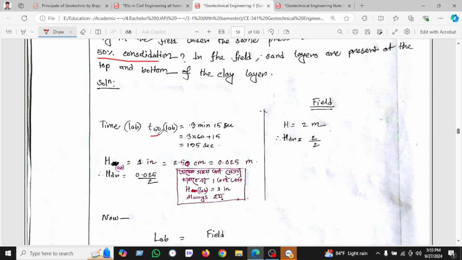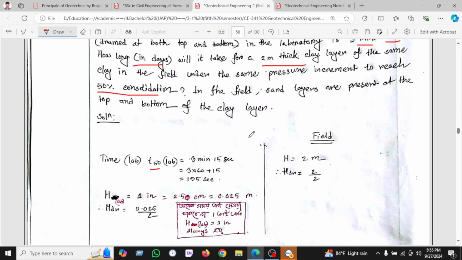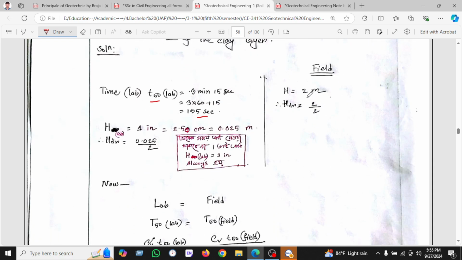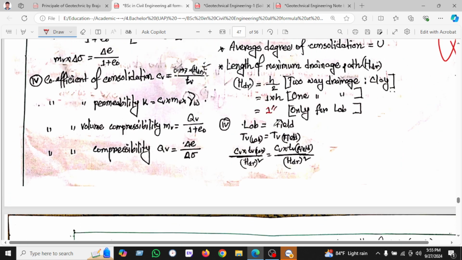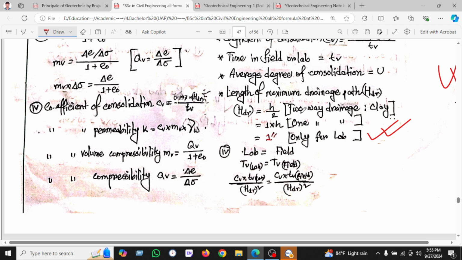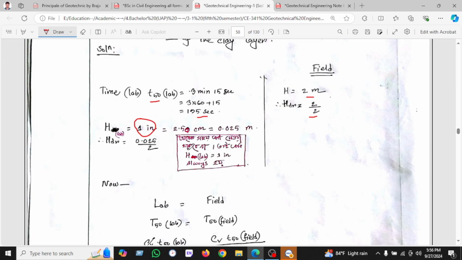So the time factor, we know the 15 is given here. In lab 3 minutes 15 seconds, so we'll take all in seconds. In the field we know 2 meter, but the drainage condition is 2 by 2. So for drain, we know in lab it is 1 inch. This is the fixed value of 1 inch. This is the memorizing point I have already said here. This is how we'll get it. In two-way drainage we will divide by 2, but for lab dr is 1. This is the constant value. It is 2.5 centimeter, which is 0.05 meter, and dr will be divided by 2.